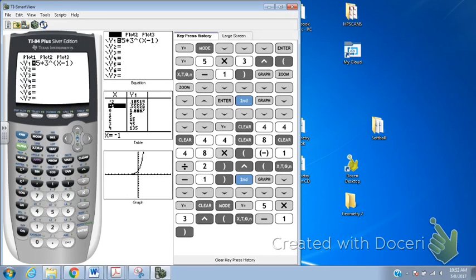Or we could graph it and try to eyeball it, but the easier thing to do is look right above your graph button. You have a table button, a handy table button. So go ahead and hit second and go to your table.